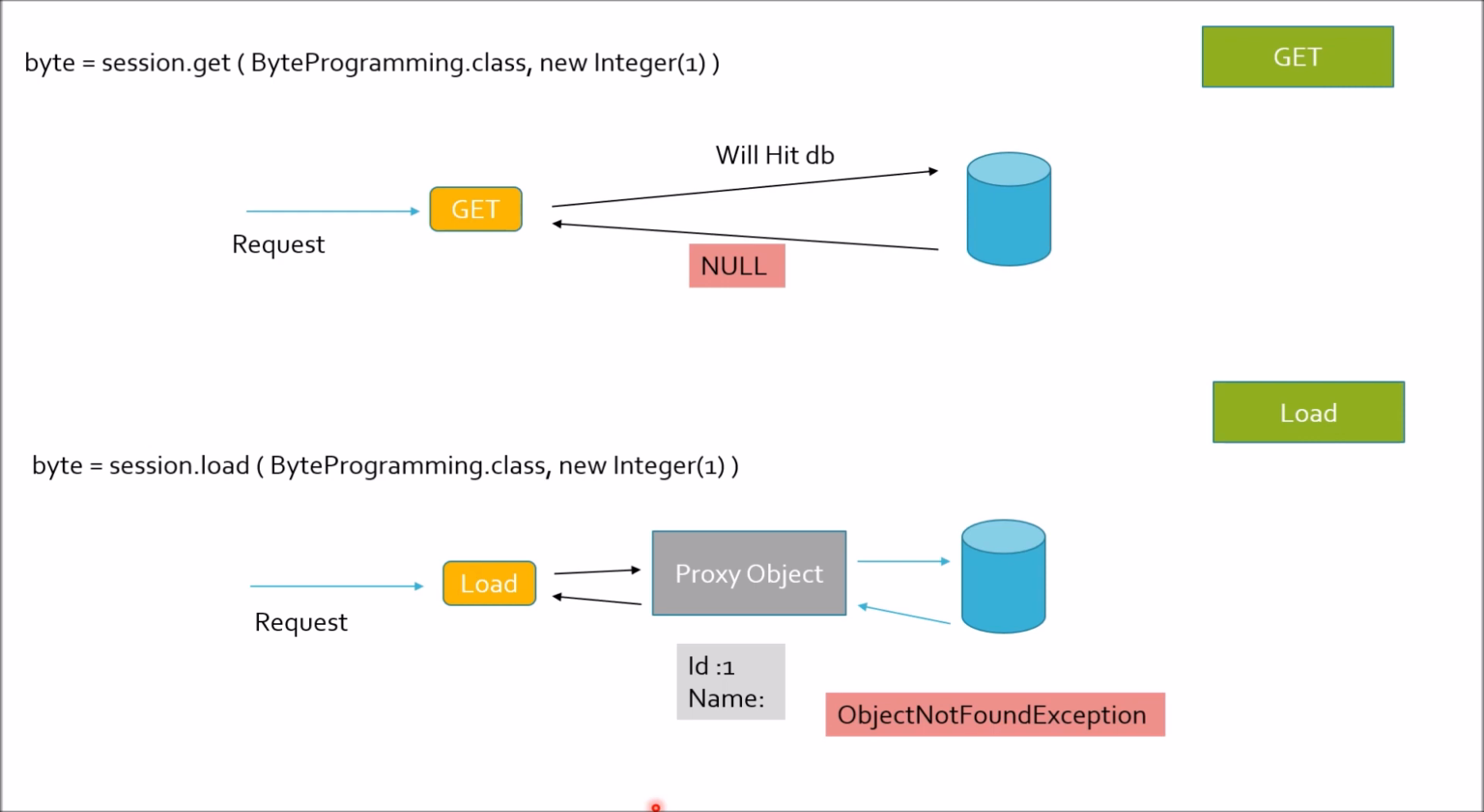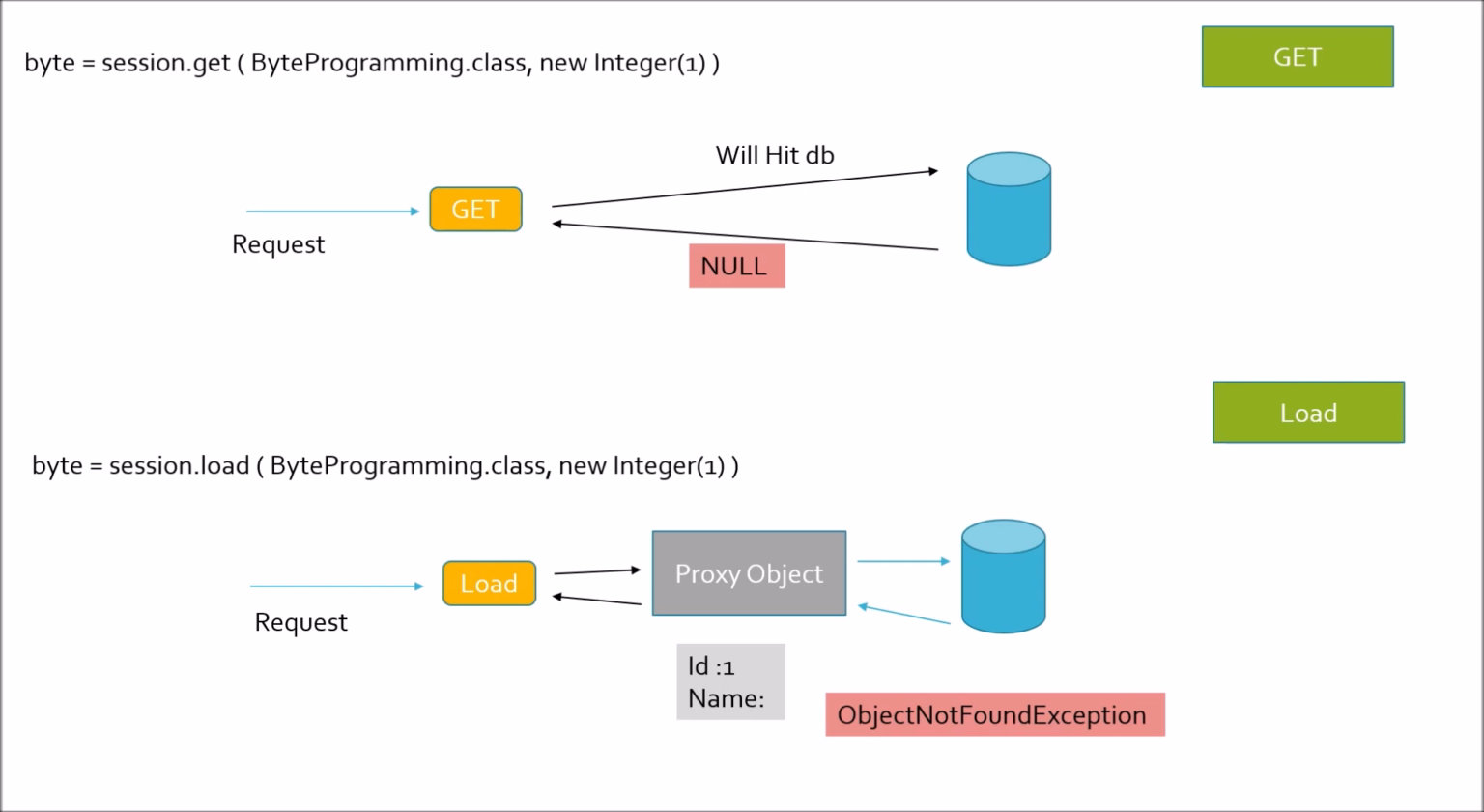I hope till this point you are able to understand the difference between get and load through this pictorial representation. Now, the point I said earlier: this is called eager loading because you're calling directly from the DB when you hit the get method. Here it is called lazy loading. You're not returning the whole object itself, you're returning a proxy object. So when a method other than getID is called, you will return the whole object, id equal to 1, name equal to byte programming. So this is called lazy loading of the object.